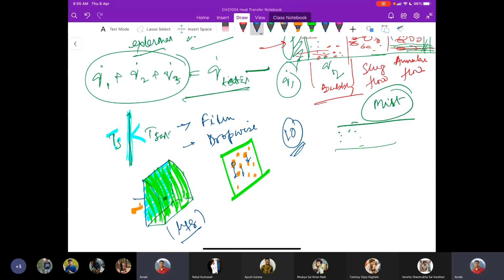in order to convert the surface so that it can produce or help us in achieving dropwise condensation.